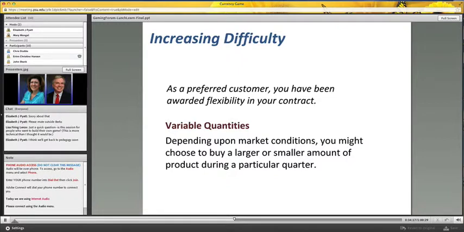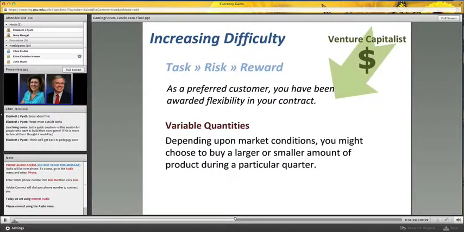So there are two levels to this game. So there's an increasing difficulty, and that's common in games as well. So both levels follow a sequence, which is a task, risk, and a reward, and that's common in games. So in round 2, you learn that a venture capitalist is interested in investing some money into your business, and you've been awarded some flexibility in your contract.